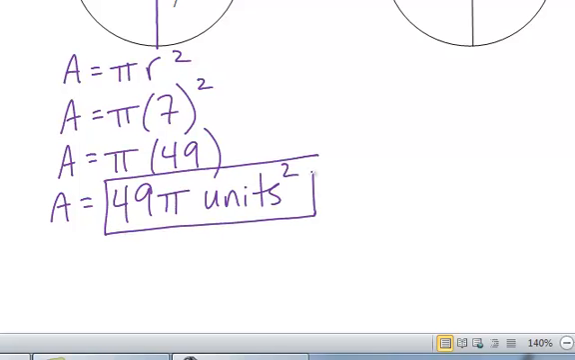And now if your teacher wants you to round to the nearest tenth, you're going to go to your calculator and type 49 times 3.14. And that answer is 153.9.